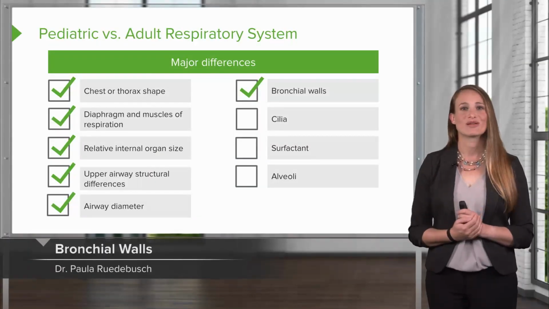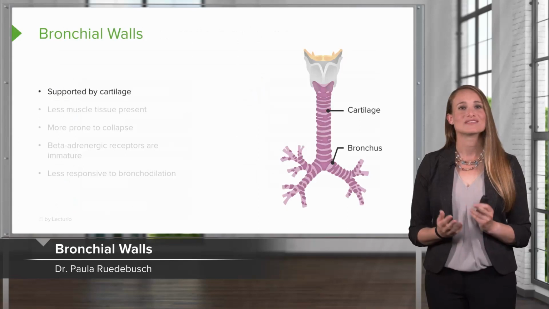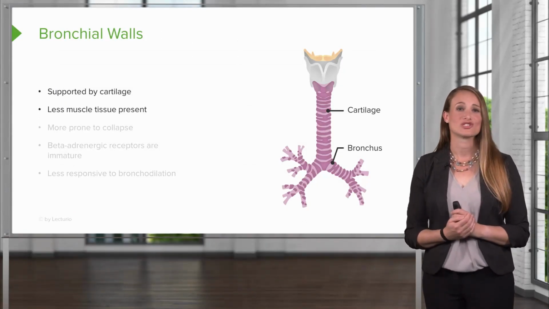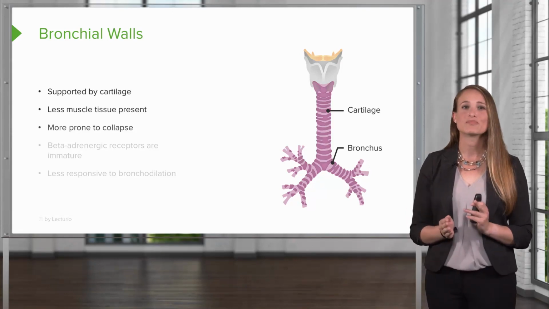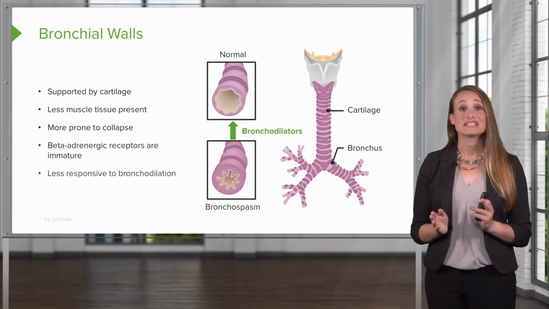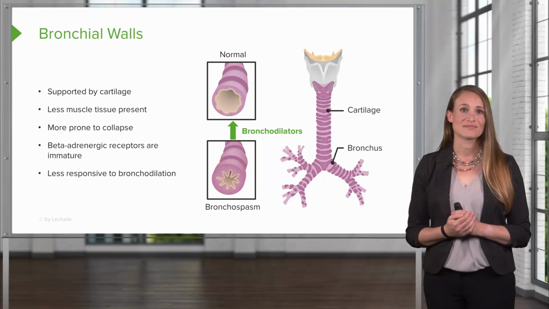Now let's talk about the bronchial walls. The bronchial walls are supported by cartilage. Pediatric patients have less muscle tissue present, and so these are more prone to collapse. Also, the beta-adrenergic receptors are immature, making these patients less responsive to bronchodilation.